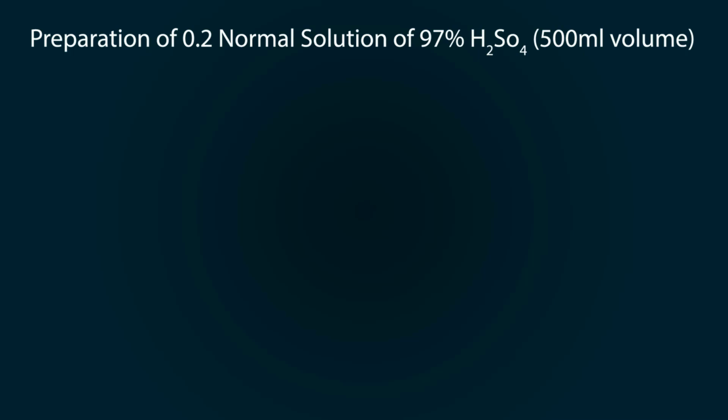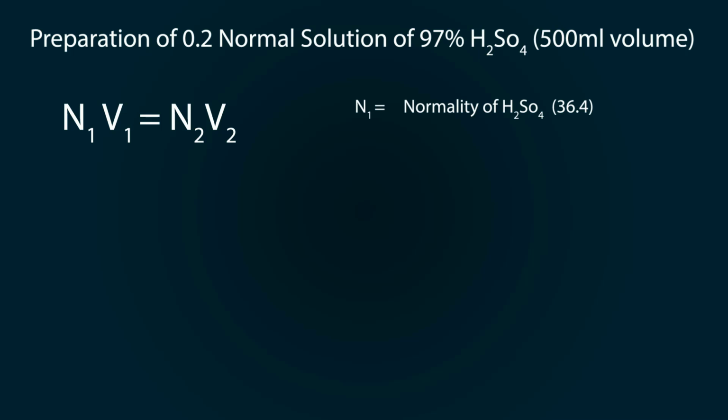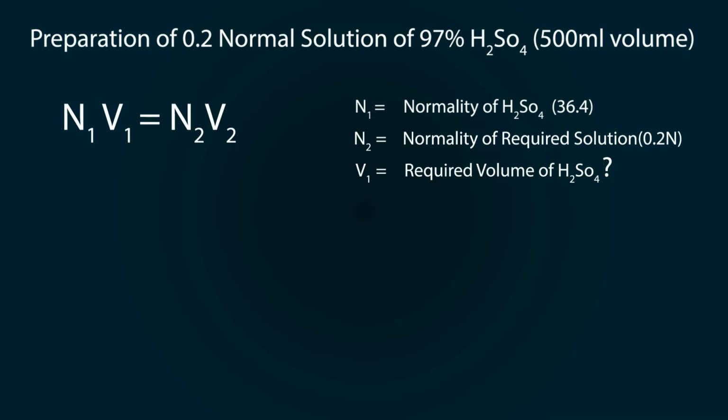To do that, we will use a formula over here as N1V1 is equal to N2V2, where N1 is the normality of H2SO4 which we have calculated in the previous step, which is concluded as 36.4. N2 is the normality of required solution which we will have to prepare, and that is 0.2 normal. V1 is the required volume of H2SO4 that we will have to pipette out in the end. And finally, V2 is the final solution volume which we have fixed to 500 ml.